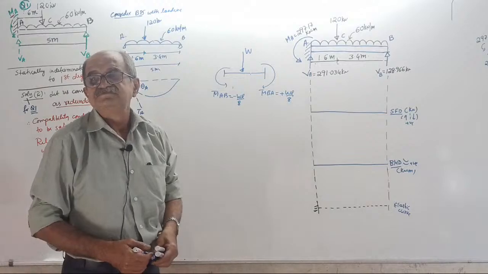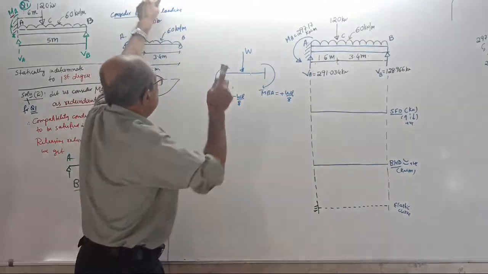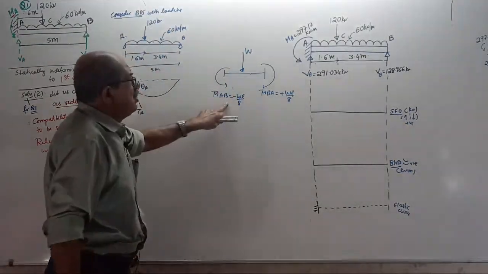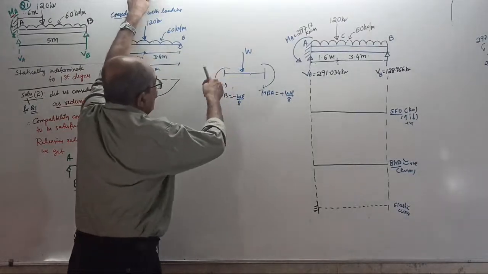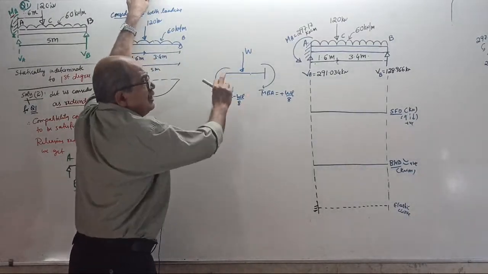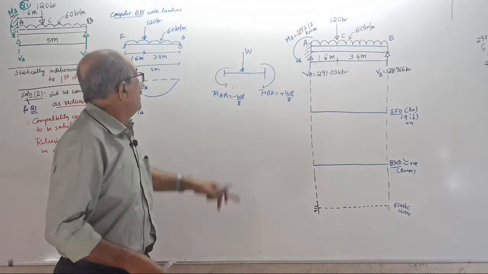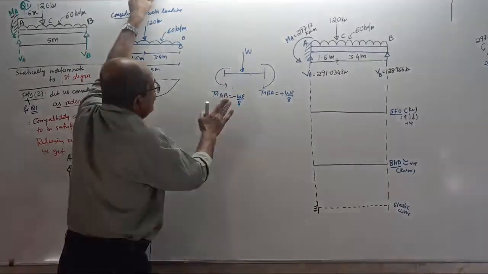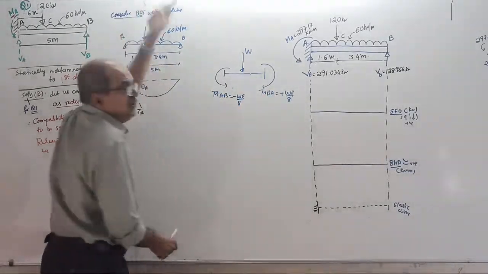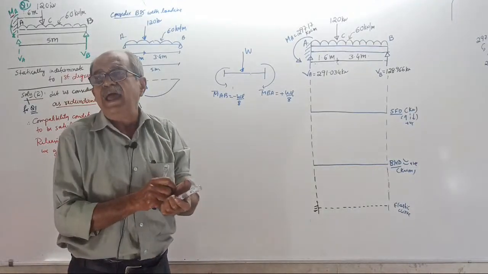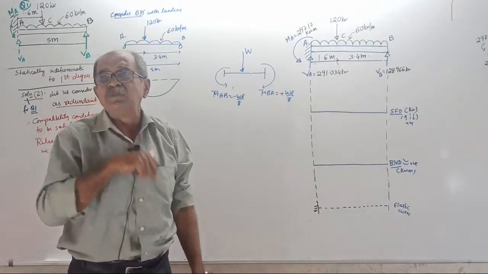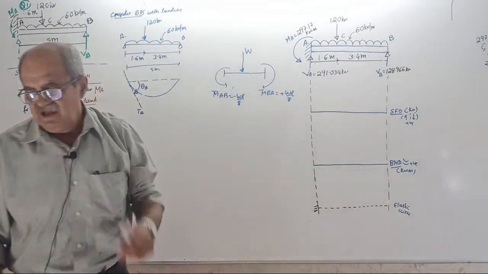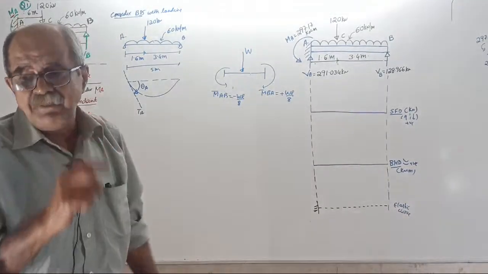Utter nonsense. Why? You already considered anti-clockwise. Once you consider anti-clockwise, you should not write the sign. If you write anti-clockwise and also write minus WL by 8, it will become clockwise WL by 8. Once you write this way, do not write minus. Or do one thing: do not write anything here. When you calculate, write M bar AB, clockwise positive, then put minus. Writing minus here is the height of nonsense. Agreed?